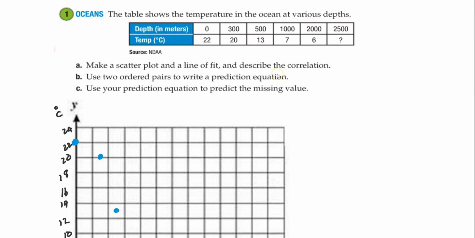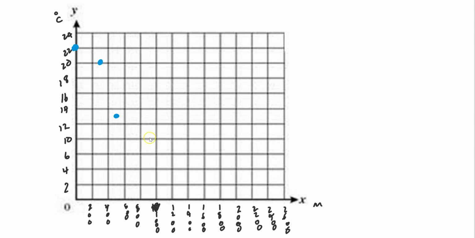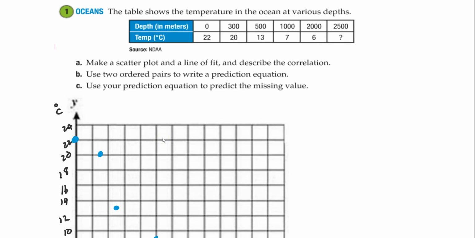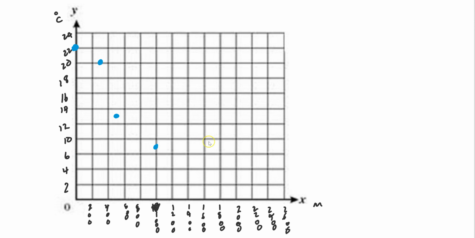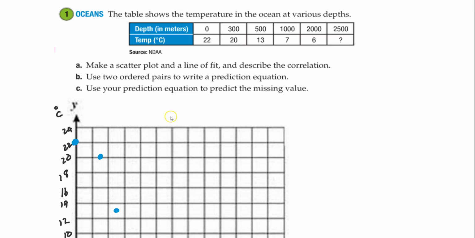And then at 1,000, I'm at 7. So 1,000, I'm at 7, so around here. And then at 2,000, I'm at 6. So all over here, I'm at 6. So I did my scatter plot. Check that off. Let's go line of best fit.